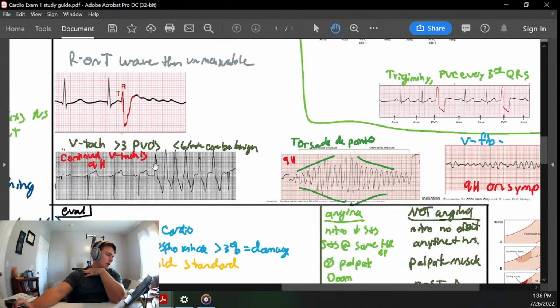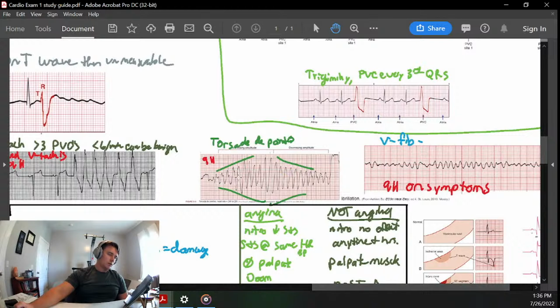So V-tach, PVCs, 3 PVCs and less than, I'm sorry. So 6 in a minute, you want to call 911. So this is V-tach, so boom, boom, boom. And you're having PVCs here. So you're having a bunch of QRS waves without a P wave, and you're having PVCs. So of course, this is a 911.